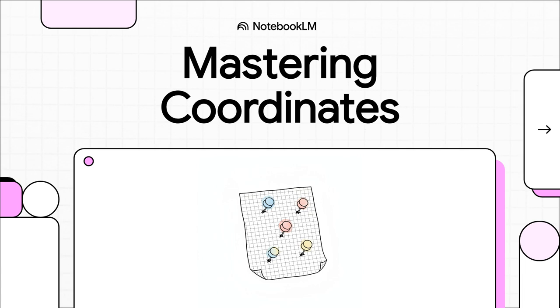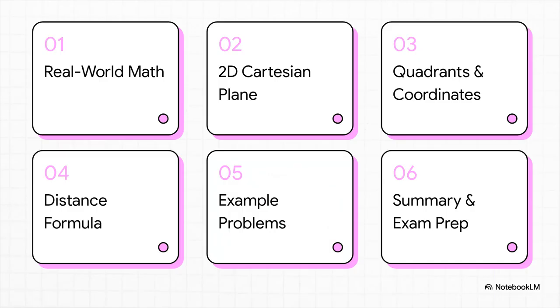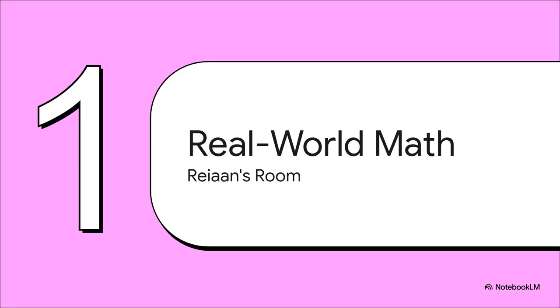Today, we're not just doing textbook memorization. We are going to uncover the true meaning behind the formulas. We've got a great roadmap today. We'll start with some real-world math, break down the anatomy of the 2D Cartesian plane, map out our quadrants, decode the distance formula, do some step-by-step practice, and wrap up with crucial exam prep. Let's go. Starting right off with Section 1, Real-World Math.